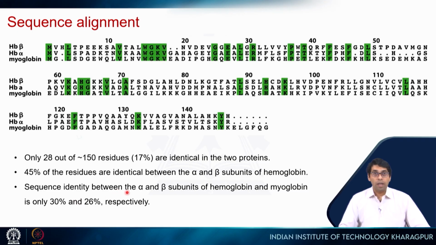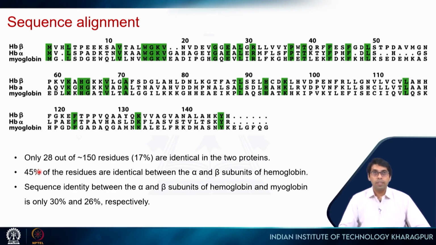Sequence identity between the alpha and beta subunits of hemoglobin and myoglobin is only 30% and 26% respectively, which means that if I remove beta and just look at alpha and myoglobin, that will be 30%. If I remove alpha and look at beta and myoglobin, that will be 26%. Okay. So, the best that we see is 45% sequence identity. So, it means that we also have to look at something else apart from identical residues.